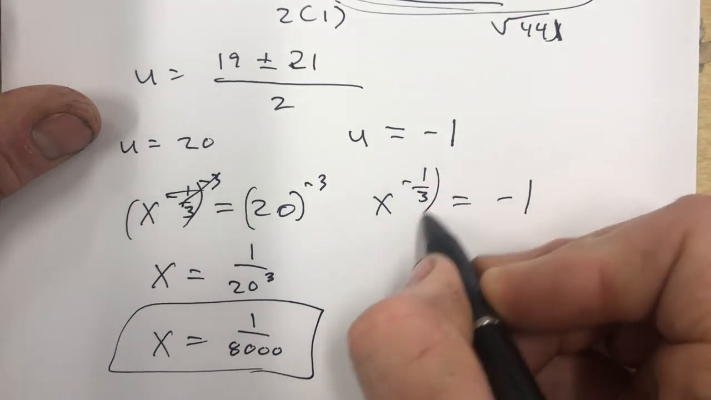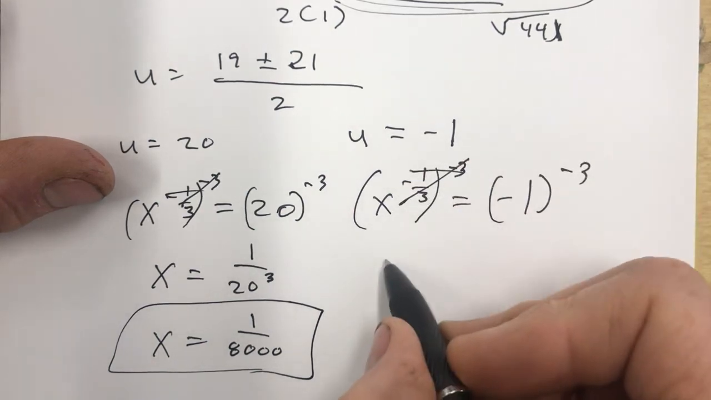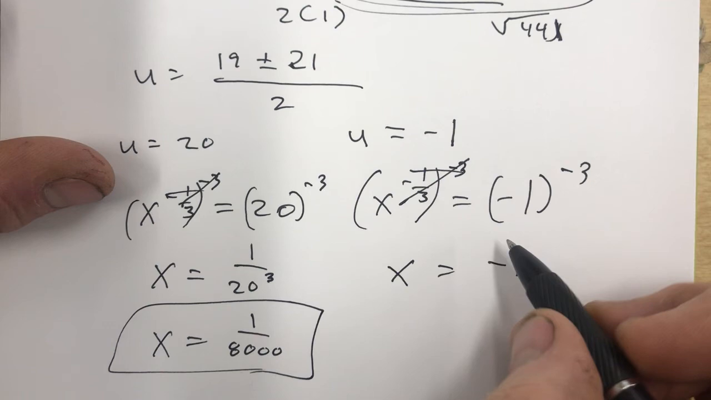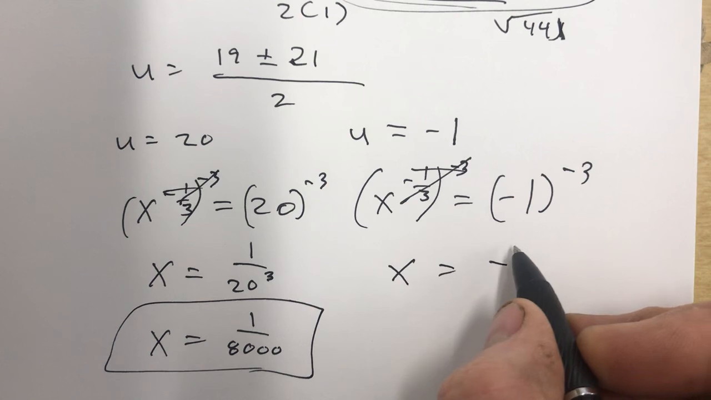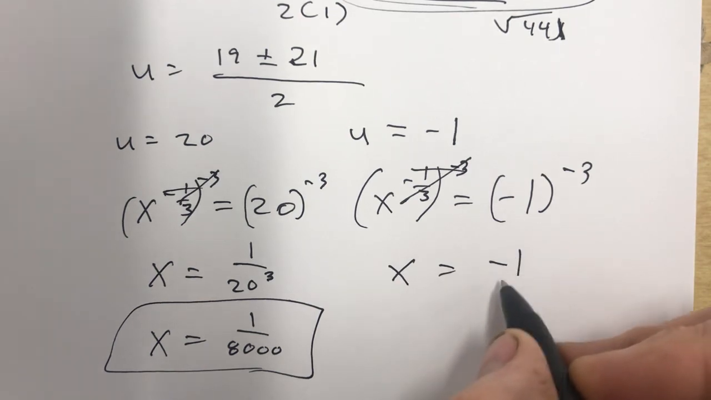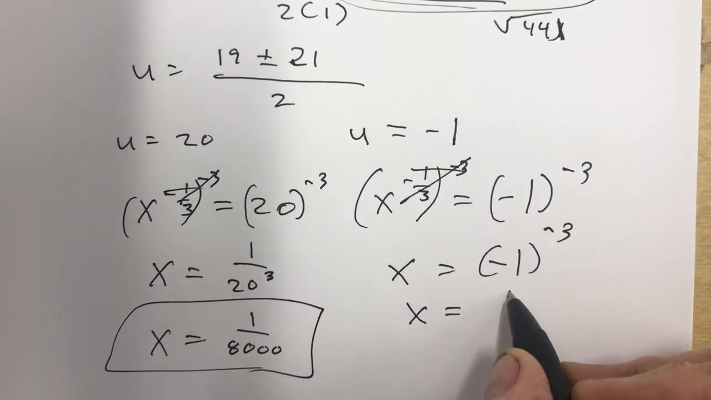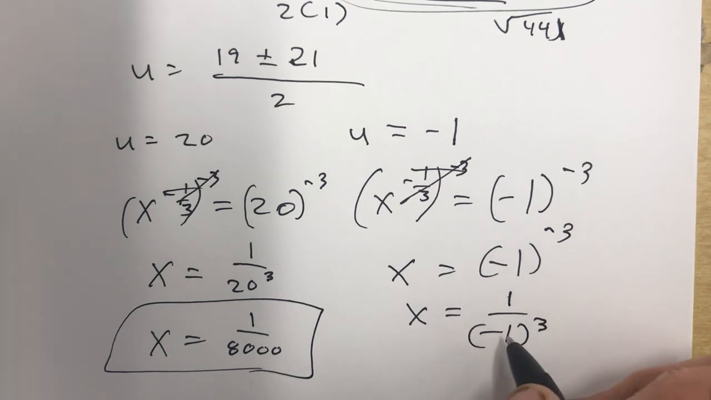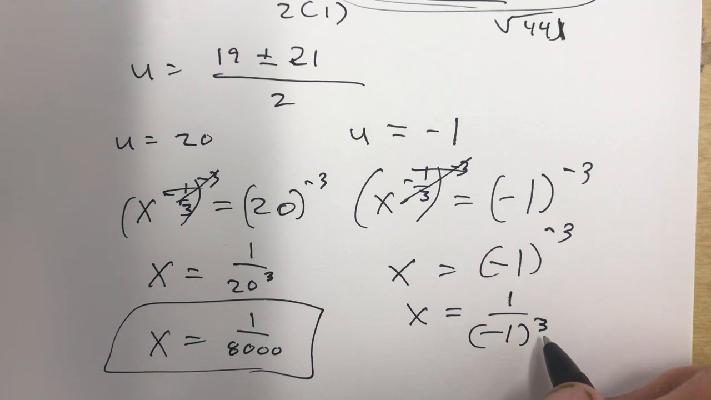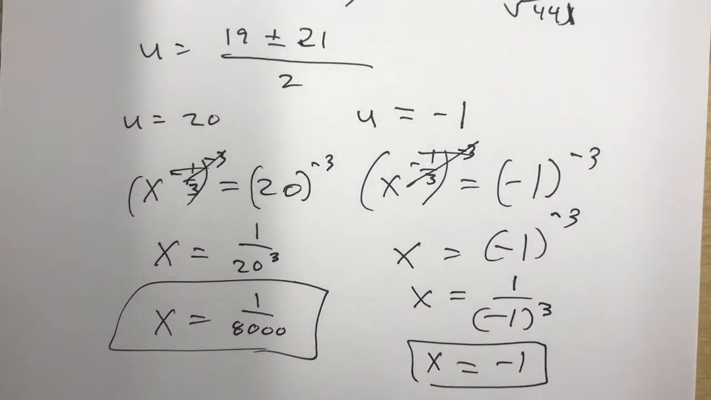So over here, I would raise this to the negative 3 power, which makes these cancel off, and x equals negative 1 to the negative 3 power. I made a mistake writing that down. So it should be 1 over negative 1 to the positive 3 power. And then negative 1 to the positive 3 power would be negative 1. So it's just negative 1. So there would be my two values for x here.